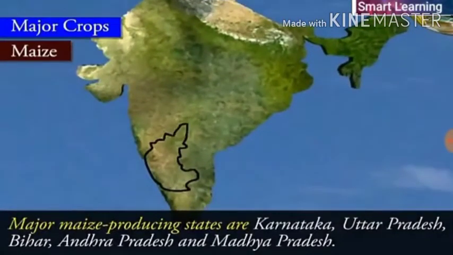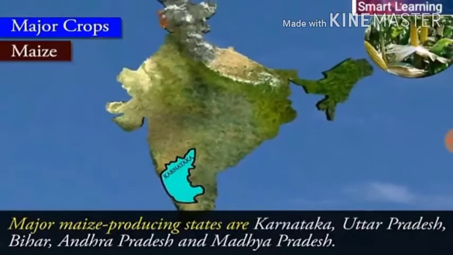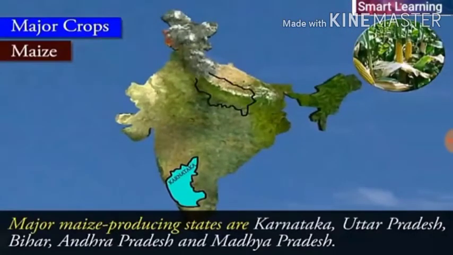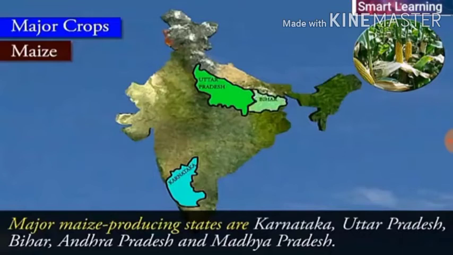Major maize producing states are Karnataka, Uttar Pradesh, Bihar, Andhra Pradesh, and Madhya Pradesh.